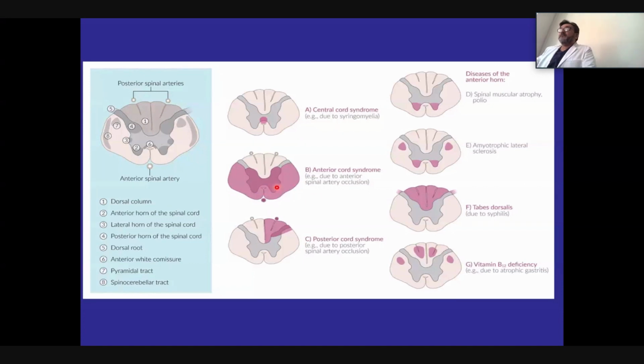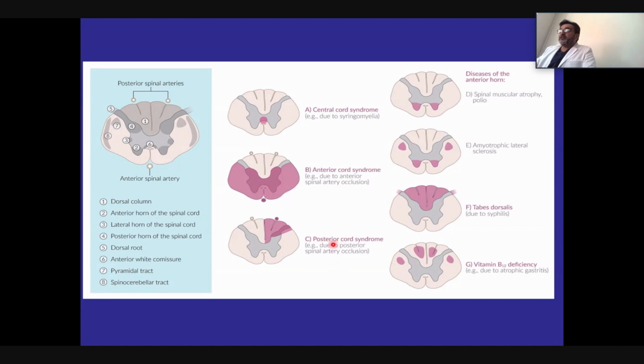The patient would have bilateral spastic paralysis below the level of the lesion because of the corticospinal tract involved. There would be bilateral loss of pain and temperature because of the involvement of the spinothalamic tract. And there would also be flaccid paralysis within the segment, like the T8 segment of the spinal cord. You find flaccid paralysis because of bilateral damage to the anterior gray horn cells.